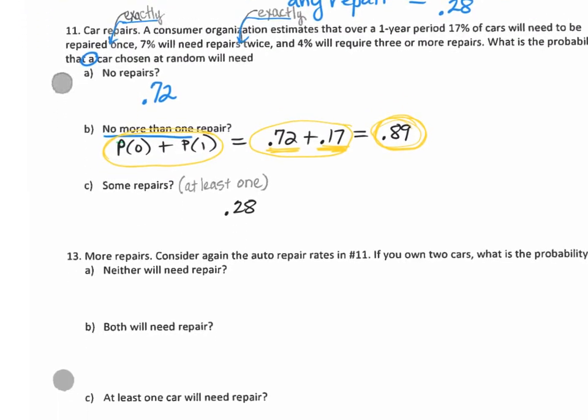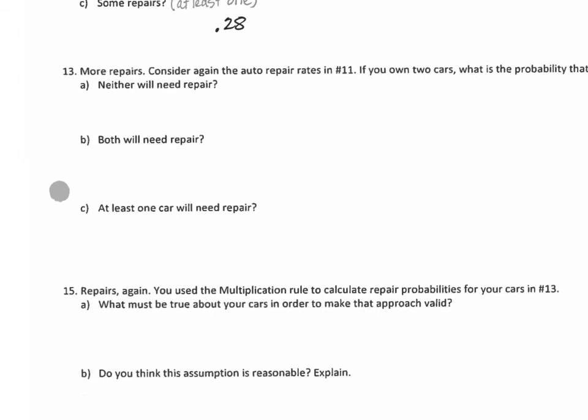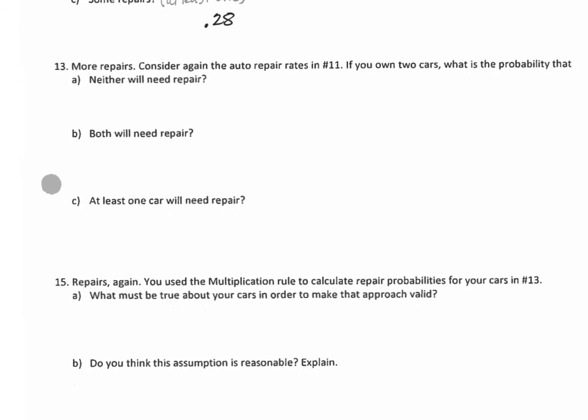Okay, now look at number 13. Let's examine how it's different. It says, consider again the auto repair rates in number 11. If you own 2 cars, what's the probability that neither will need a repair?